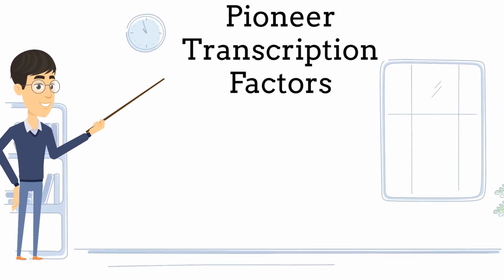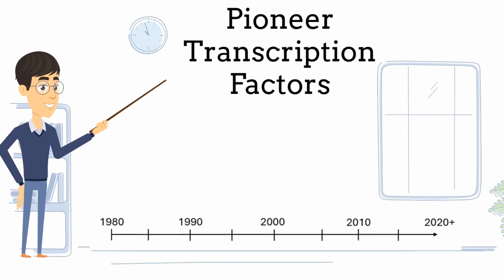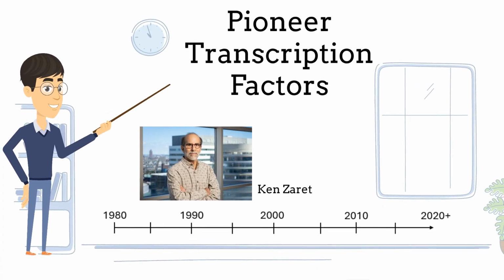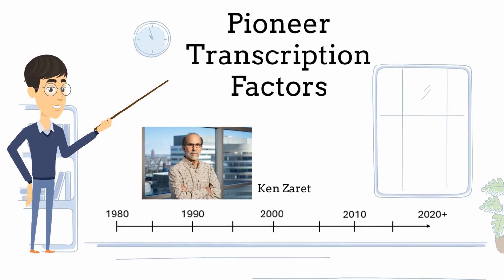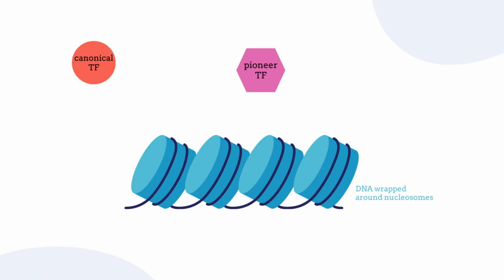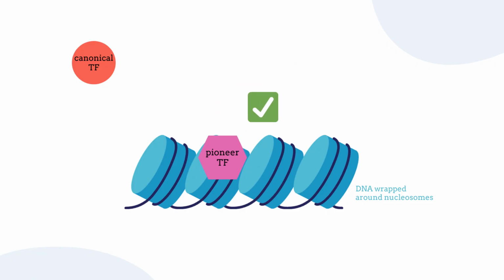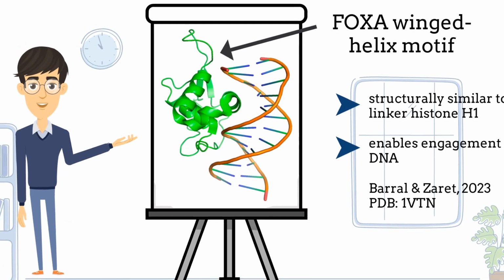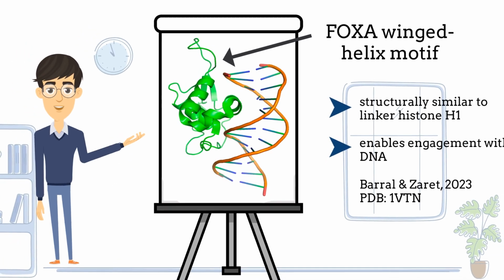Pioneer transcription factors were first described by Ken Zaret in the 1990s studying hepatocyte differentiation. Unlike canonical transcription factors, which require accessible DNA and cannot engage nucleosome occluded motifs, pioneer factors possess a unique property. They can recognize and bind their target DNA sequences even when that DNA is wrapped around nucleosomes. This nucleosome binding ability comes from specialized DNA binding domain structures.